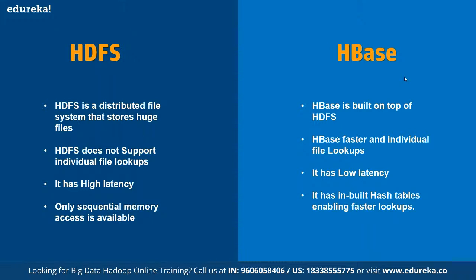So we have seen again, as we can see here, HBase provides low latency access to small amounts of data within large data sets, while HDFS provides high latency operations. And HBase supports random read and write, while HDFS supports WORM, as in write once and read many times. And HDFS is primarily accessed through MapReduce jobs, while HBase is accessed through shell commands, Java APIs, REST, Avro, or Thrift APIs.